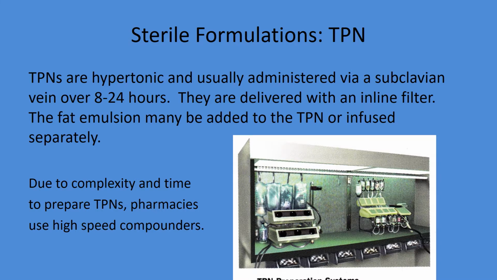So since they are going to be highly concentrated, hypertonic, we need a large volume of blood to dilute it out. So a central venous catheter may be installed. So it's under the clavicle, under the collarbone. Or they can insert a PICC line, a peripherally inserted central catheter. And all that is they connect a tube where the TPN will eventually be administered at the central venous catheter site.